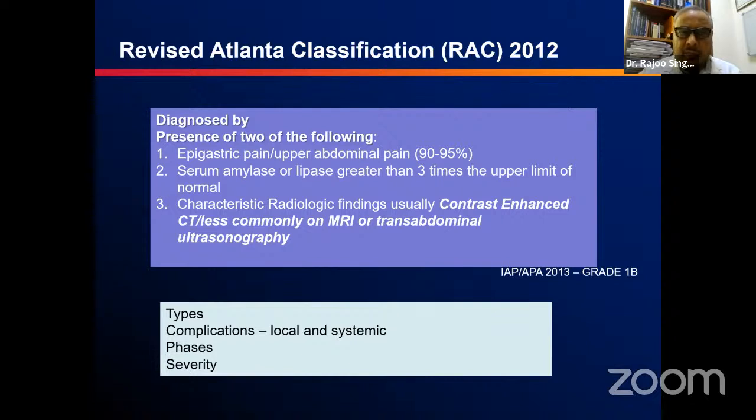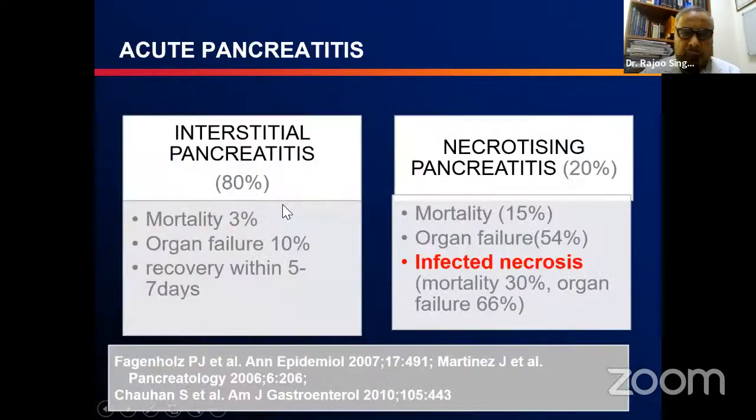Now, we have the revised Atlanta classification for defining what pancreatitis is. It is diagnosed by the presence of any two of the following: epigastric pain, serum amylase or lipase greater than 2 to 3 times the upper limit of normal, and characteristic radiological findings on a CT scan, an MRI or a transabdominal ultrasound. Any two of these lead on to a diagnosis of pancreatitis.